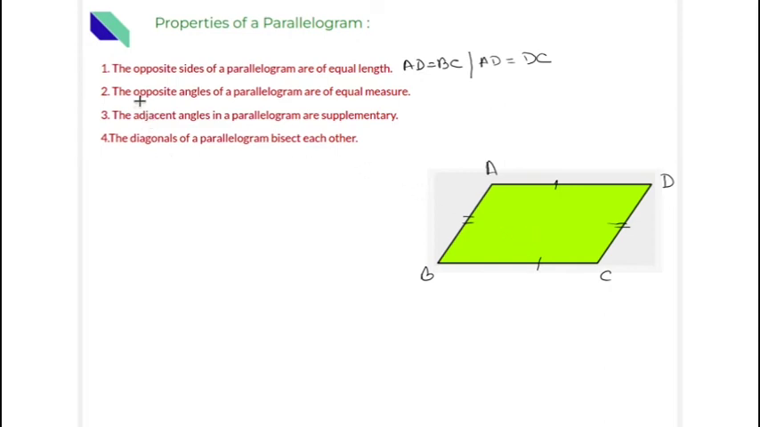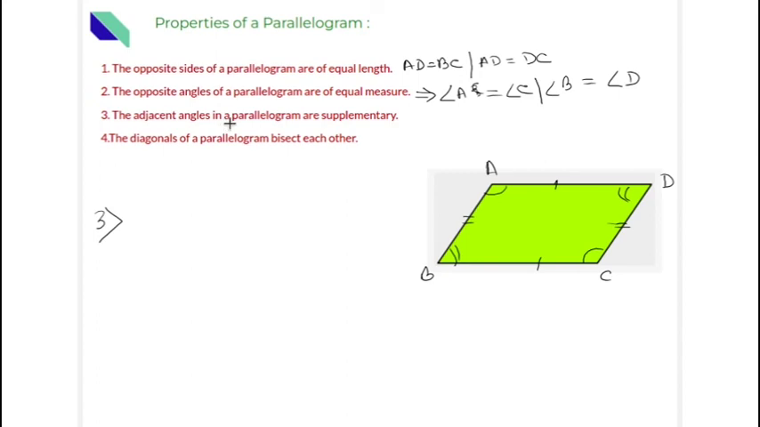Okay, now number 2, the opposite angles of the parallelogram are of equal measure. And what are the opposite angles? Angle A and angle C are opposite to each other. Angle A equals angle C, and angle B equals angle D.